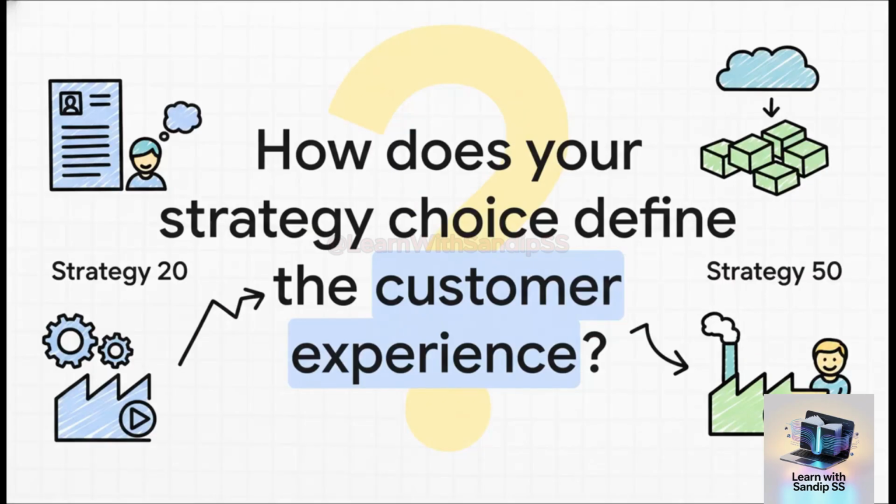And that's really what I want to leave you with. This choice between Strategy 20 and 50, it's not just a technical SAP setting. It's a fundamental business decision. It defines how agile your supply chain is, and at the end of the day, it determines how quickly and how reliably you can get that custom product into your customer's hands.